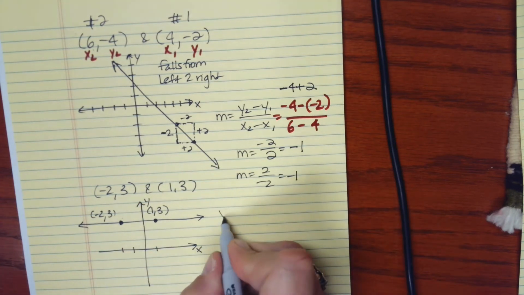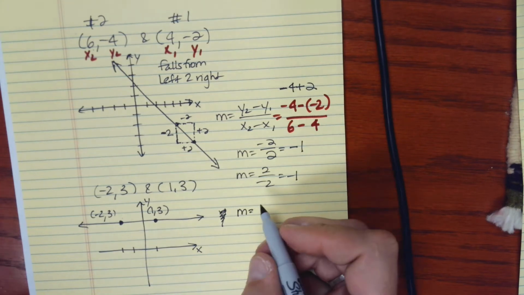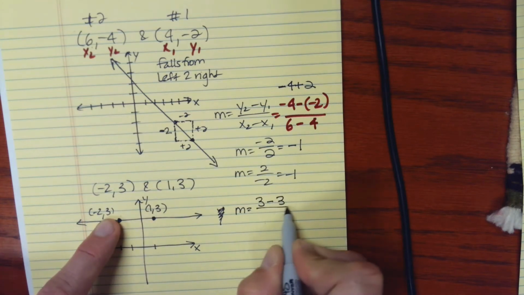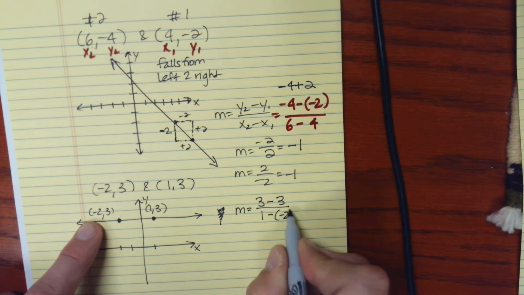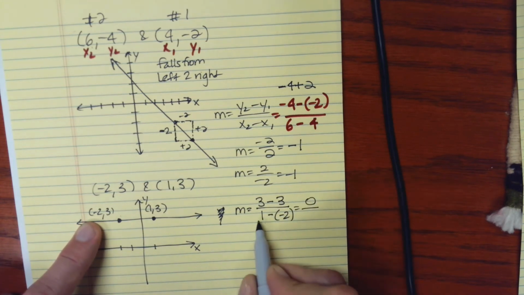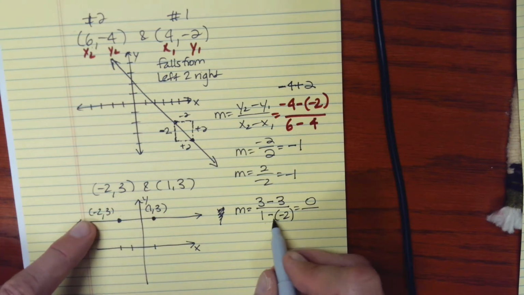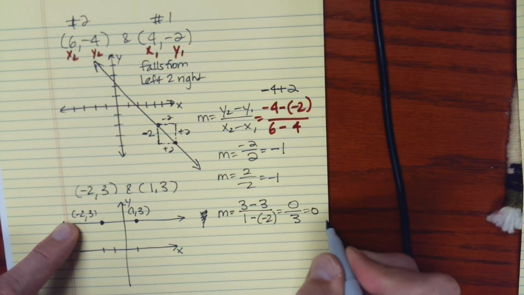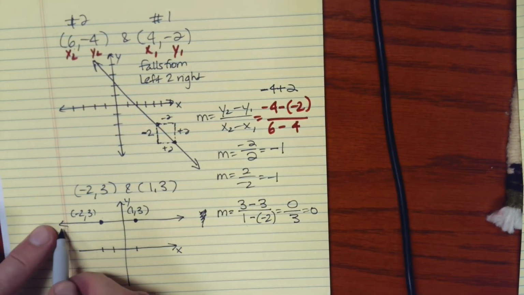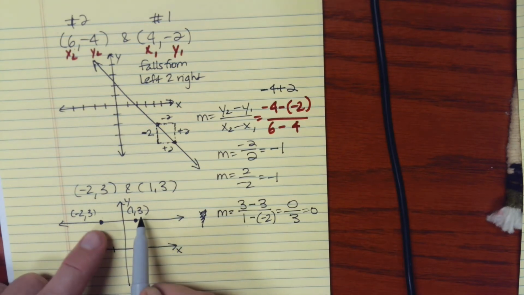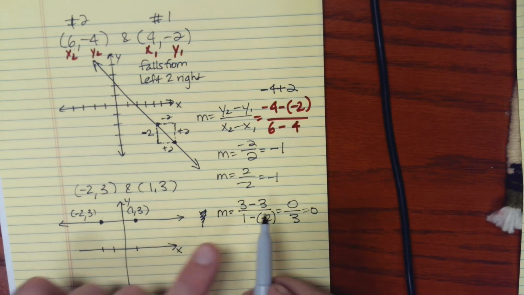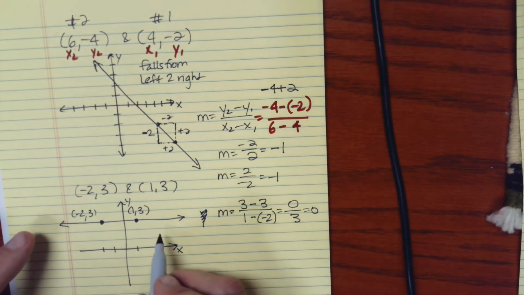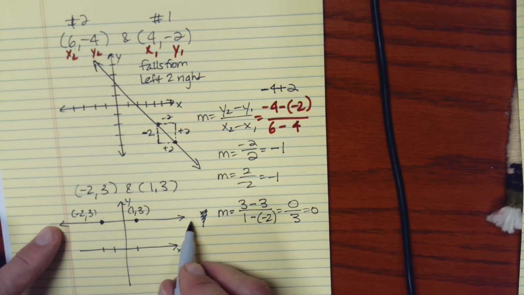And let's look at what happens when we calculate the slope. M equals, and I'm going to call this y2, 3 minus y1 over 1 minus x1. So 3 minus 3 is 0, and 1 minus minus 2 is 1 plus 2, which is 3. 0 divided by anything is just 0. So what I've found here is that when I have a horizontal line, the y-coordinates are the same. So when I take a difference between two numbers that are the same, I'm always going to get 0. So the slope for any horizontal line is 0.